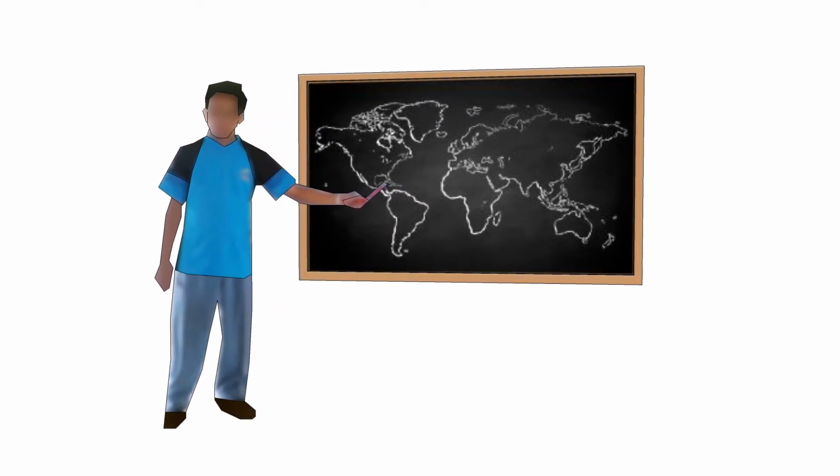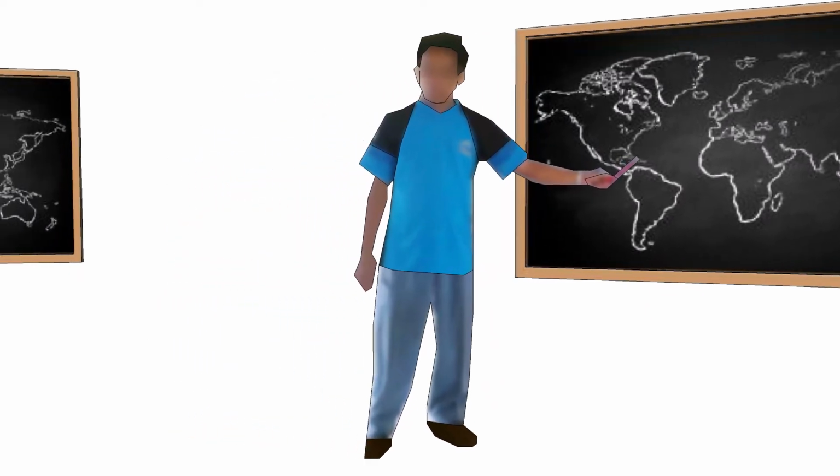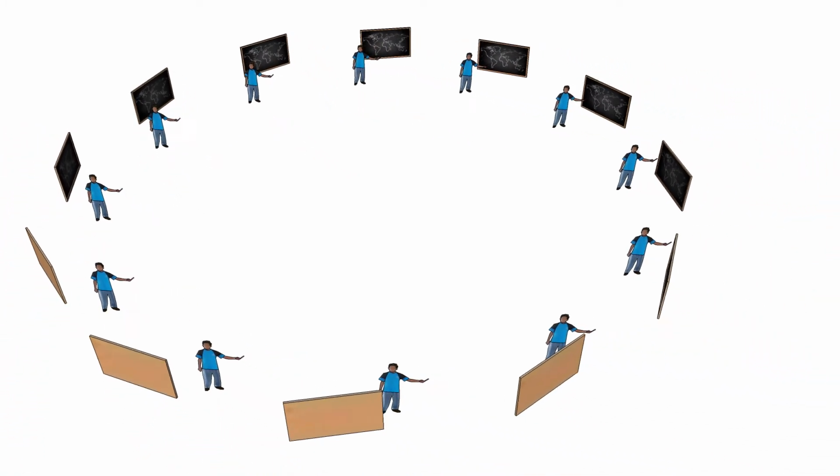This is Bob. Bob's a really good teacher. In fact, this was the best lesson he ever did. So Bob did it again. And again. And again. In fact, for the whole term. It worked so well that he kept on doing it.